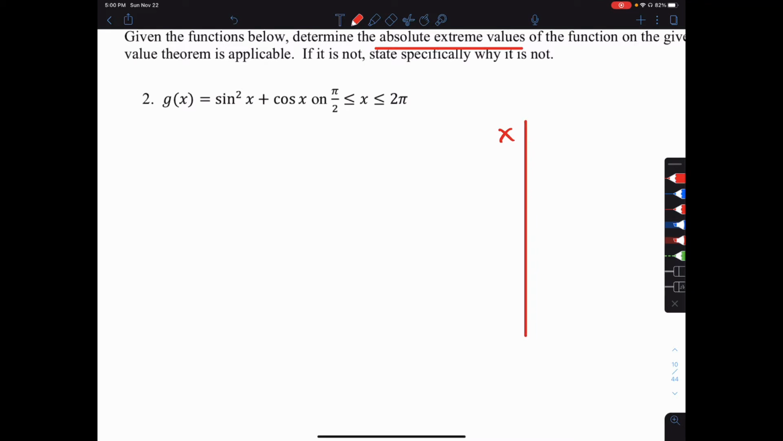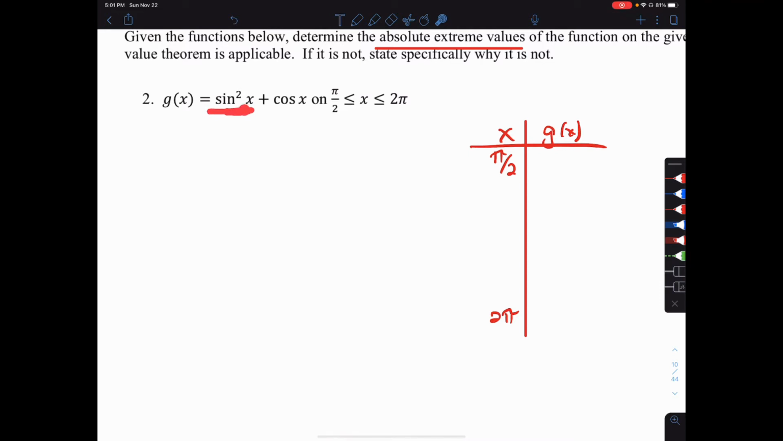The candidates for this are going to be the end values and the critical values. We know our end values are pi over 2 and 2 pi. We don't know the critical values yet. And before I get too deep, can we use the extreme value theorem? Well, sine of x, that's a continuous function.